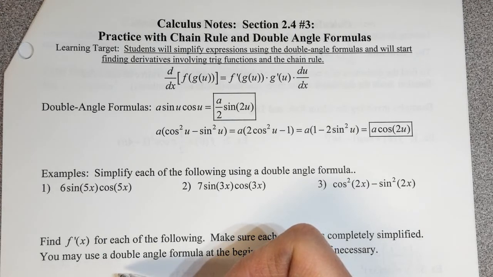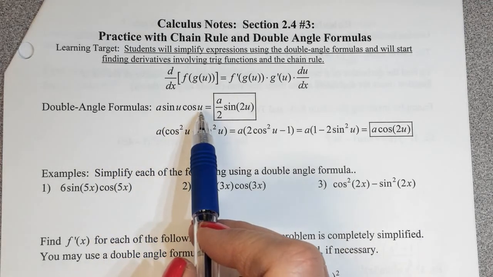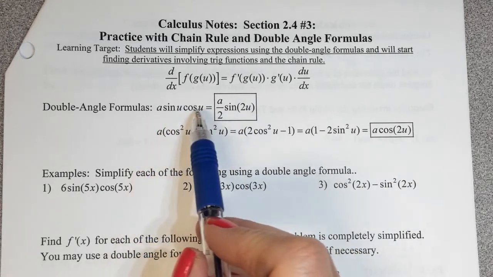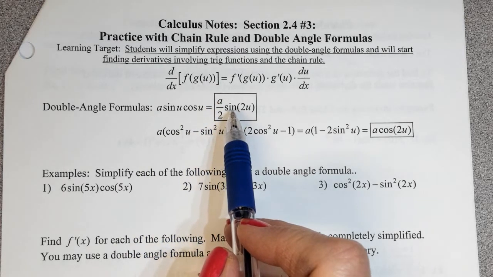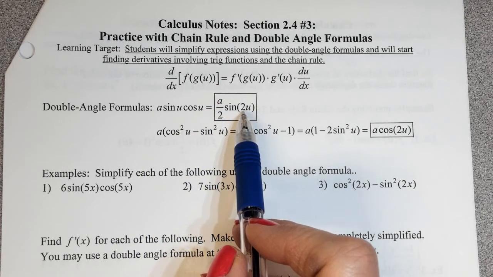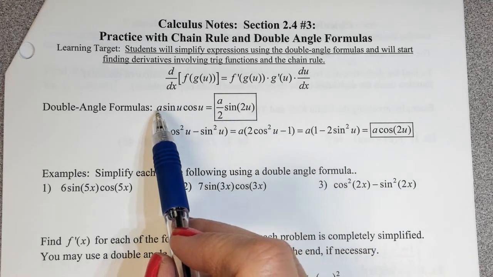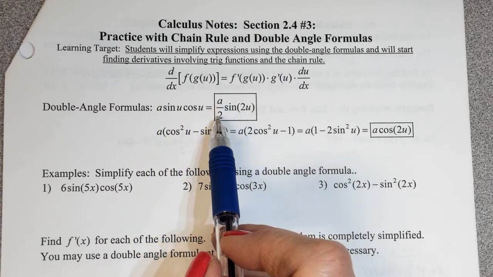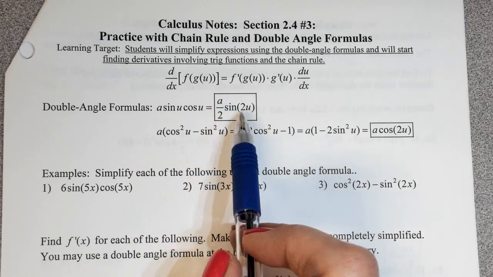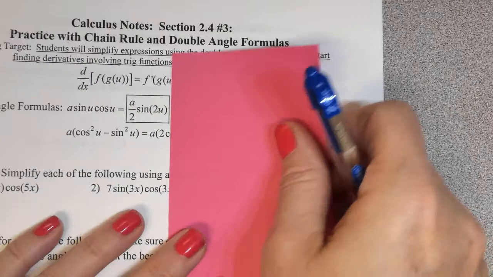So to find this simplified form, if we are given a sine u cosine u, all we have to do to simplify something like that is we take our coefficient, we divide it by 2, and then we have the sine of, and we double our angle. You should have seen this in pre-calc, but I'm sure it's been a while, so let's talk about it one more time. When you're given this kind of form, a constant sine u cosine u, to simplify, you divide the coefficient by 2 and you double the angle. Let me show you how that actually works in the real world.